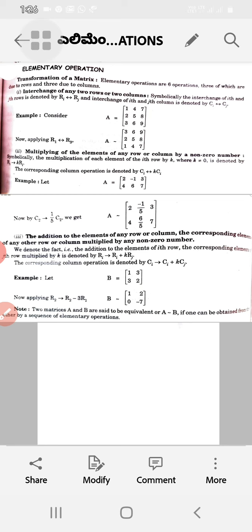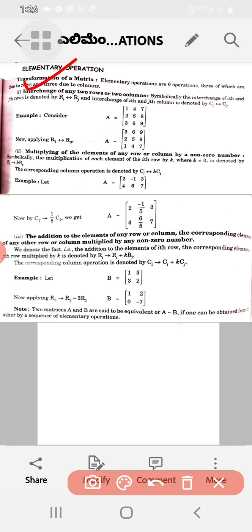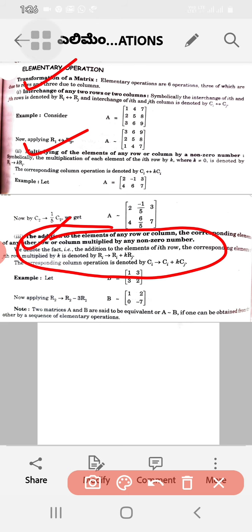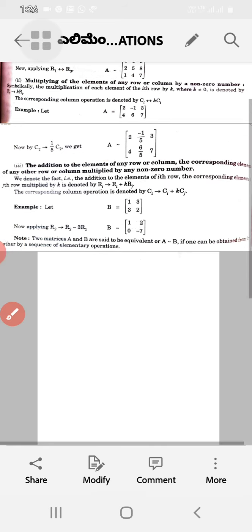See, elementary operations mean that we will transform the matrix. We can interchange any two rows or columns. Then we can multiply the elements of any row or column by a non-zero number. Then we can add to the elements of any row or column the corresponding elements of any other row or column multiplied by any non-zero number. This third thing, you can practice by examples. Here only one example is given. You can take your own examples and practice this.